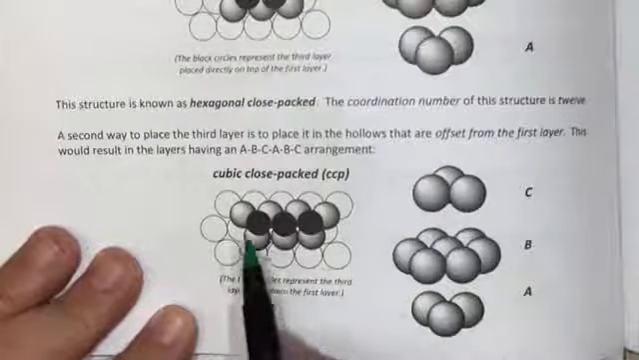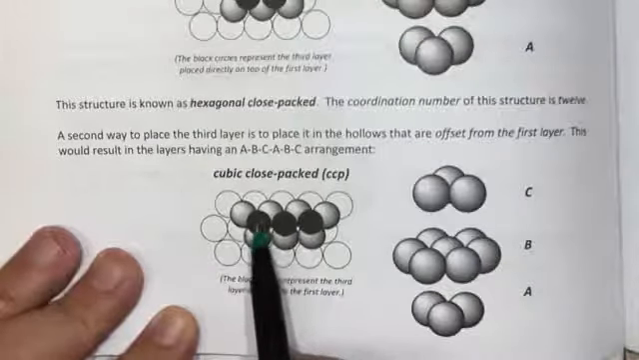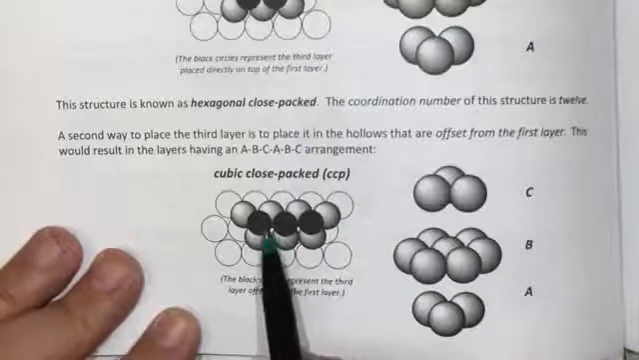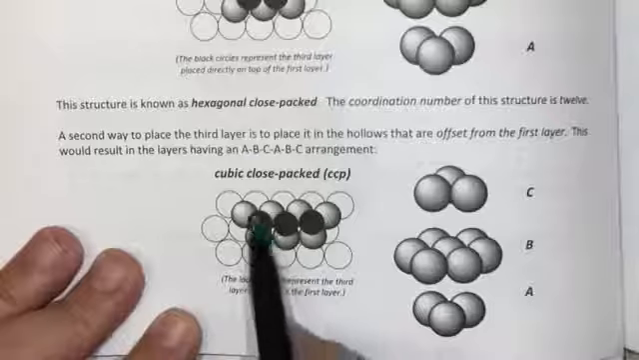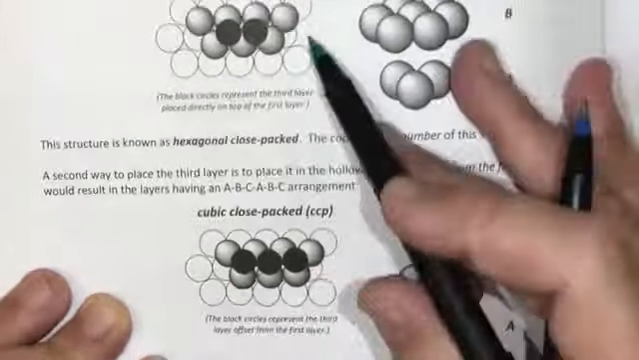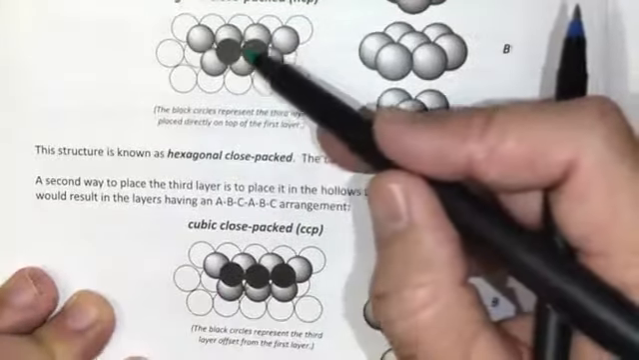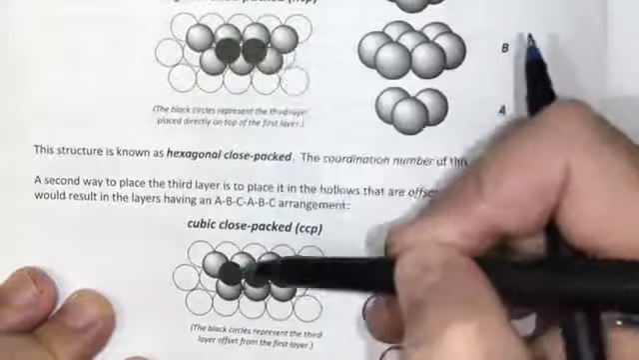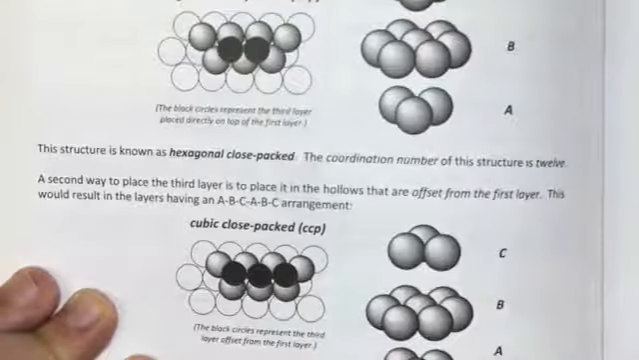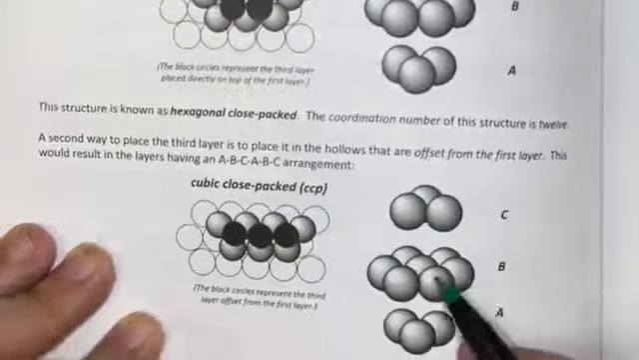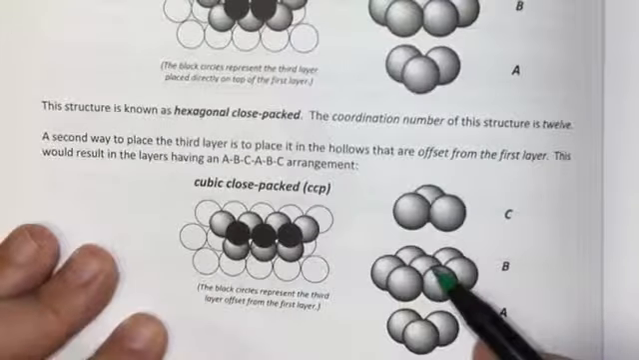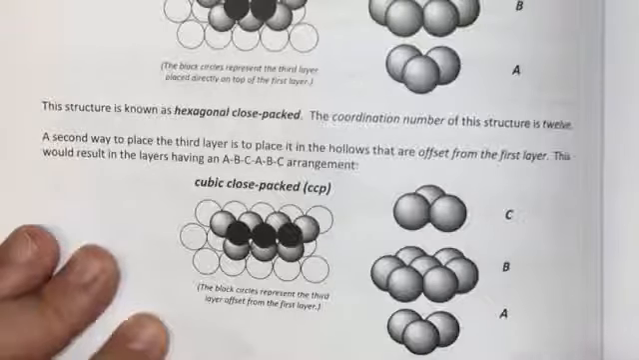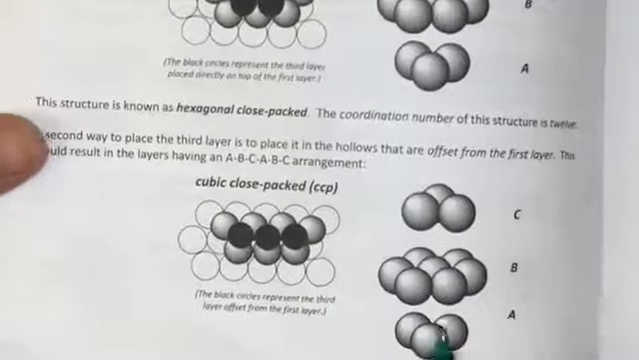Well, in this case, the black represents the third layer, and it's not directly above the second layer. If it were directly above the second layer, it would be right here. Instead, it's moved over. See, up here, this is directly above the first layer, but here it's not. Here this has been shifted, so it's A, B, C. Now it still has a coordination number of 12. Focus on this center atom. There's 6 in the plane, 3 on top and 3 on the bottom, so the coordination number is 12. That's the easiest way to see the coordination number.